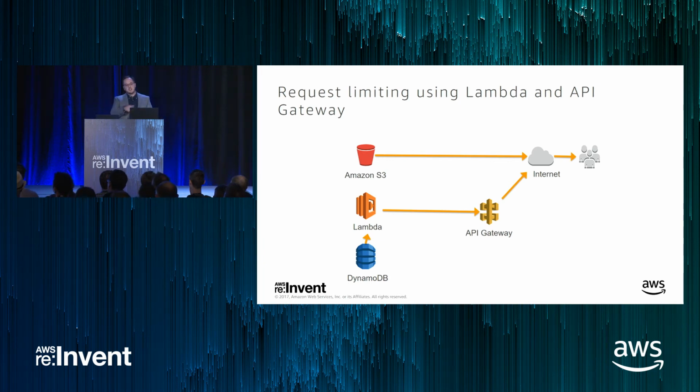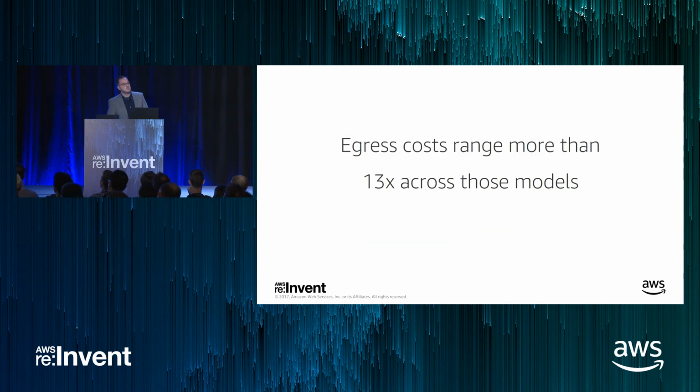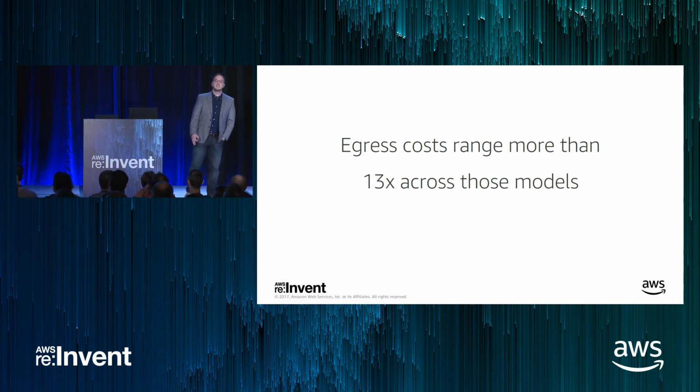The key thing here is not so much these potential architectures, but that with those different architectures, with the same data moving through, the cost is 13x from the cheapest to the most expensive. It is a huge deal. Egress is a big thing that we have to deal with and we have to pay attention to.